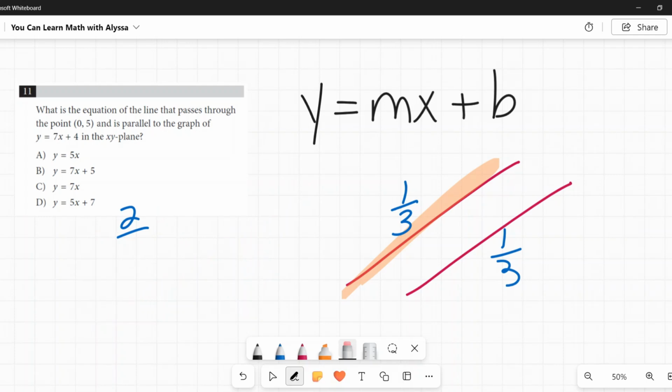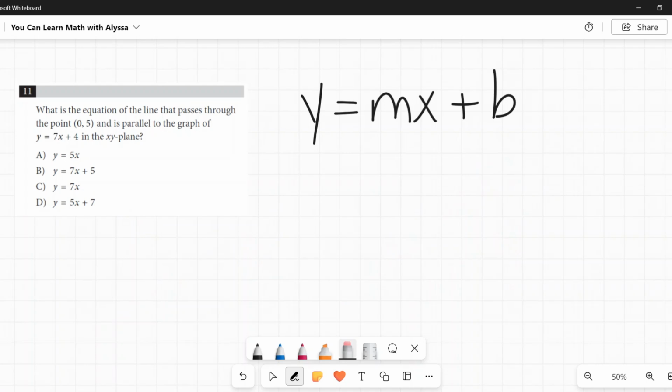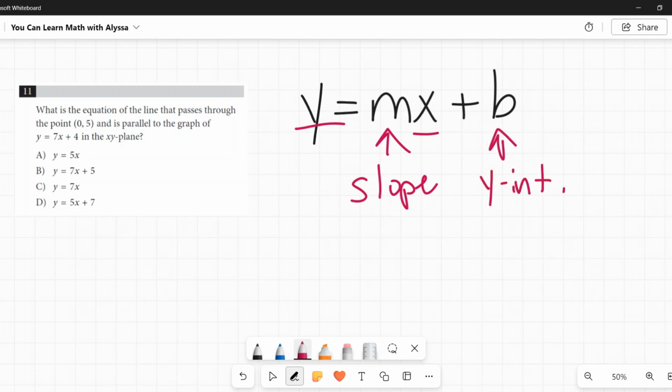Very important. So for this one, it is parallel, so they're going to have the same slope. Now when we have this y equals mx plus b equation, our m is our slope, the x and the y's always just stay there, and the b is our y-intercept. So we have this equation of a line that passes through the point 0, 5. Where is 0, 5?